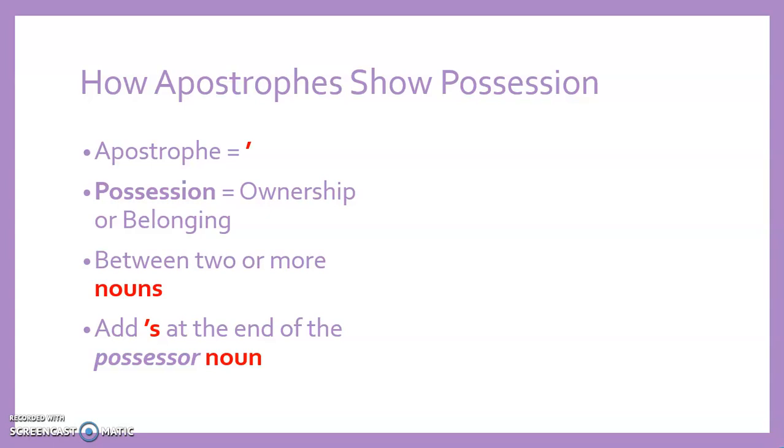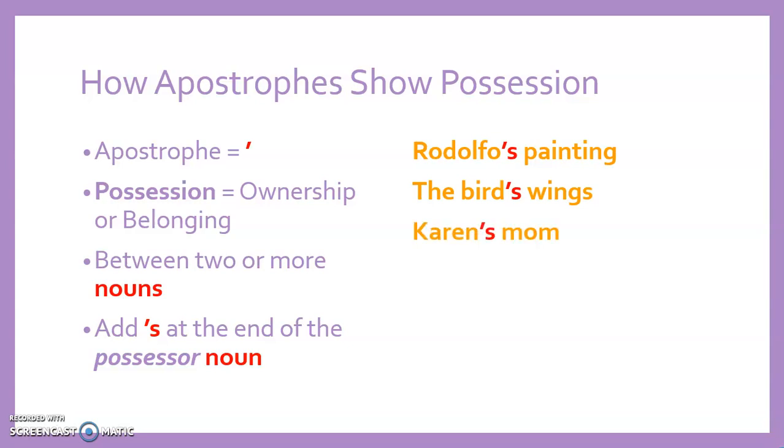Let's go through some examples. Rodolfo's painting. So Rodolfo owns his painting. We show that relationship by adding apostrophe s after his name. The bird's wings. It's kind of weird to say that the bird owns the wings, but the wings do belong to the bird. And so to show that relationship, we add apostrophe s after the bird. Here's another relationship example, Karen's mom. So in order to show that this is Karen's mom and not someone else's mom, we add apostrophe s after Karen.